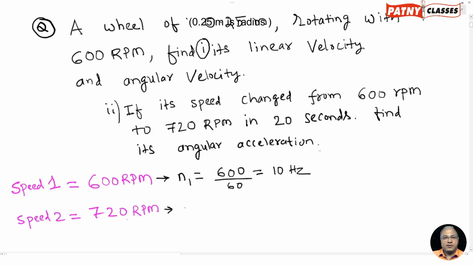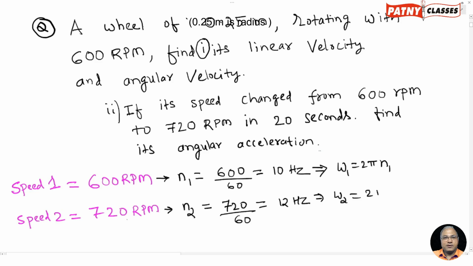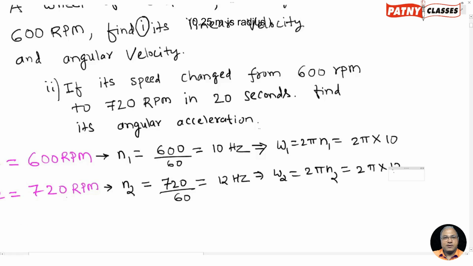And for speed 2, we need to find the frequency n2. n1 and n2 are the frequencies of rotation. The frequency is obtained by rpm divided by 60, so this becomes 12 hertz. So the speed of the wheel is changing from 10 hertz to 12 hertz. And we know that omega equals 2 pi n. So omega 1 is 2 pi n1 and omega 2 equals 2 pi n2. So the starting angular velocity of the wheel is 20 pi radians per second.